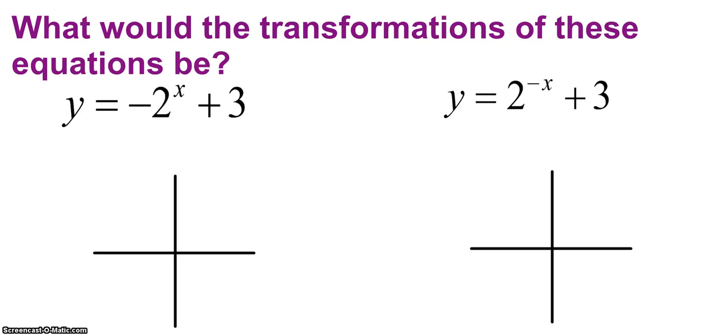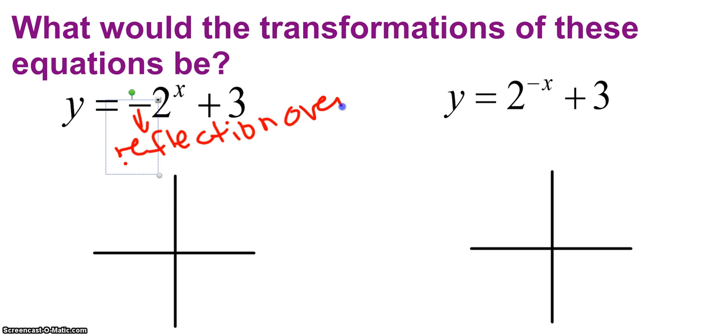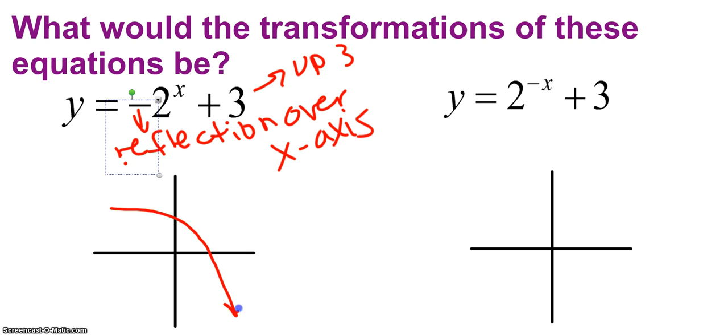Alright, next one. So what would the transformations be of these equations? So I have y equals negative 2 to the x plus 3. Since I have a negative out front, this is a reflection over the x. And it's plus 3, so it's also going to go up 3. So that means this function will look something like this. That's just a roundabout drawing of it.